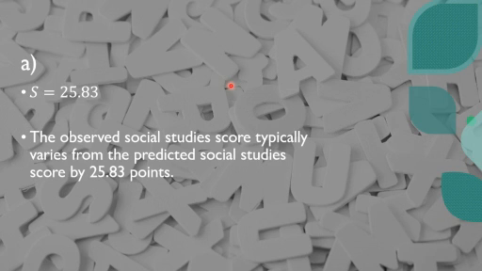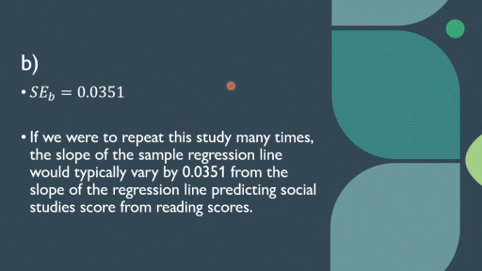So the standard deviation of the residuals is telling you, on average, how many points off of the predicted line the actual scores are. Under B, we had to find the estimated standard deviation of the slope and interpret it. Basically it means that if we kept repeating this sample over and over with 25 random sophomores, the slope of the regression line would vary by about 0.0351. So it's not a very large difference, 35 thousandths or 3.5 hundredths of change.